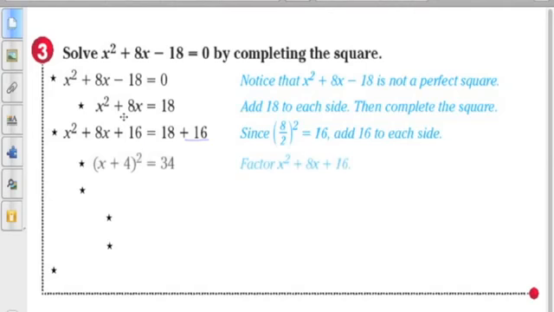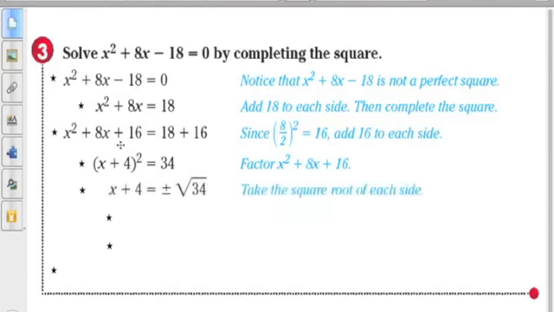So from there, we can factor x squared plus 8x plus 16 to become x plus 4 squared. Remember now that this is a perfect square trinomial. We just made it into a perfect square trinomial by completing the square. And in step number 1, 8 divided by 2, or 1/2 of 8, is 4. And that's what we used for the factored form of x squared plus 8x plus 16. And that's where we get 4 from. This equals 34, which is simply 18 plus 16.